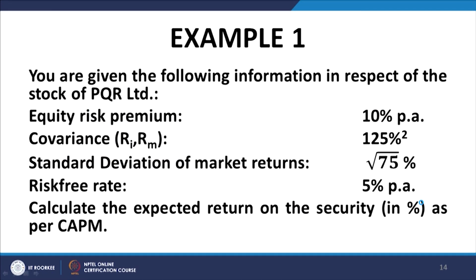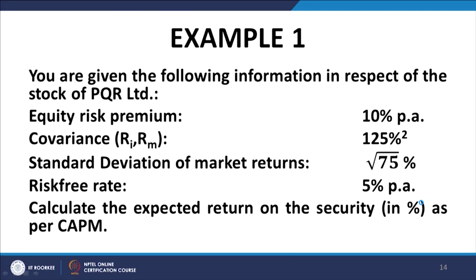You are given the following information in respect of the stock of PQR Limited. Expected risk premium is 10%, covariance between RI and RM is 125 percent squared, standard deviation of market returns is under root 75 percent, and the risk free rate is 5%. You are required to calculate the expected return on the security in percentage as per the CAPM model.